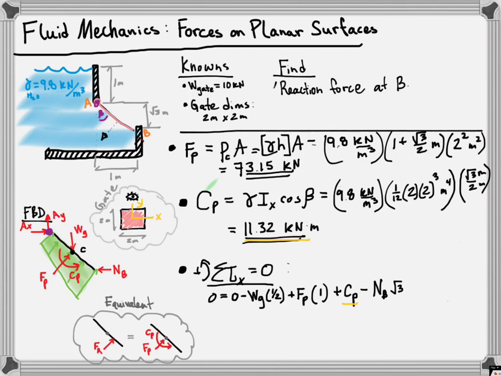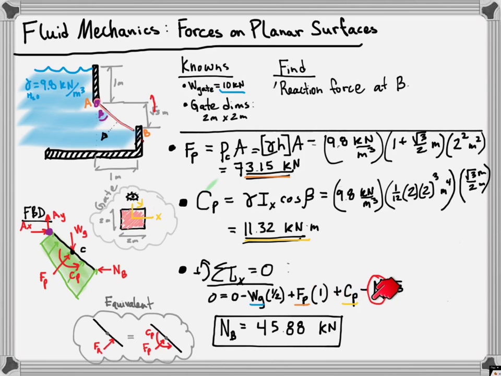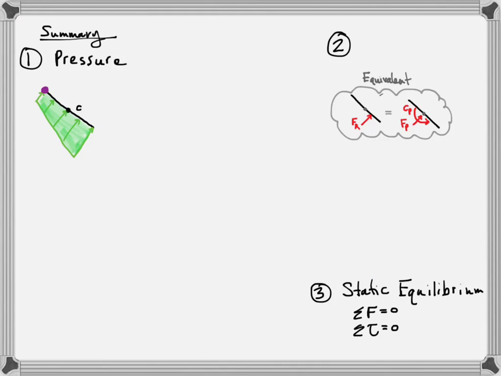Okay, so let's see what we got. We've already previously defined our couple, our pressure force, and our weight. So we have everything we need. Plug them in, solve, and we get 45.88. So let's go ahead and summarize what happened. There's 3 big things that are important here.